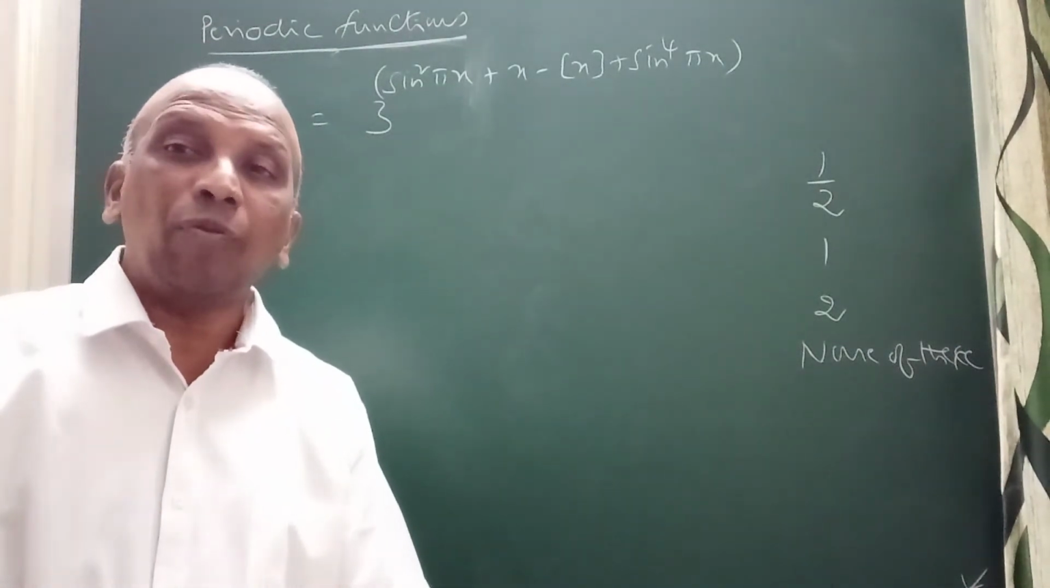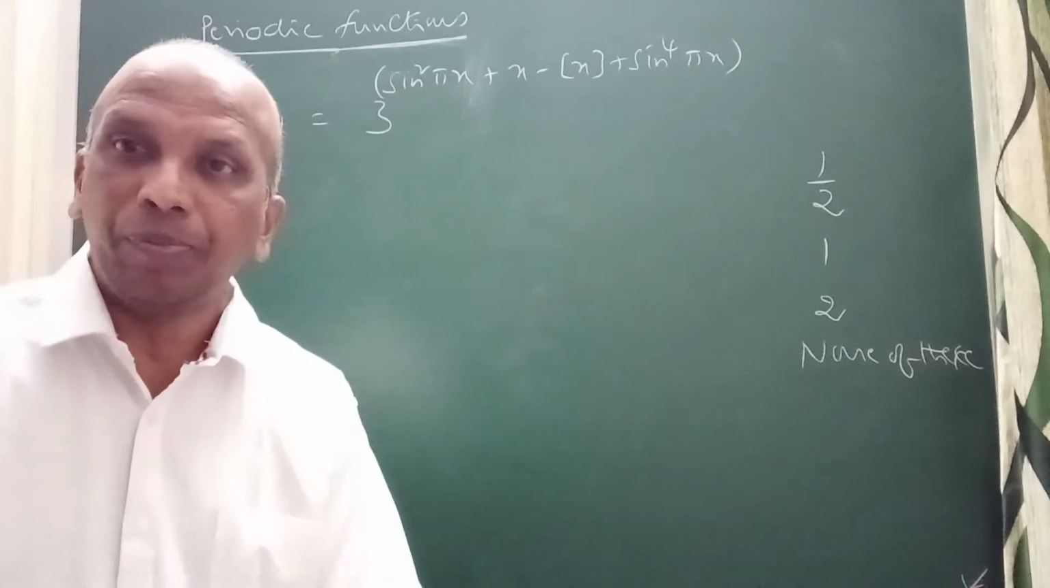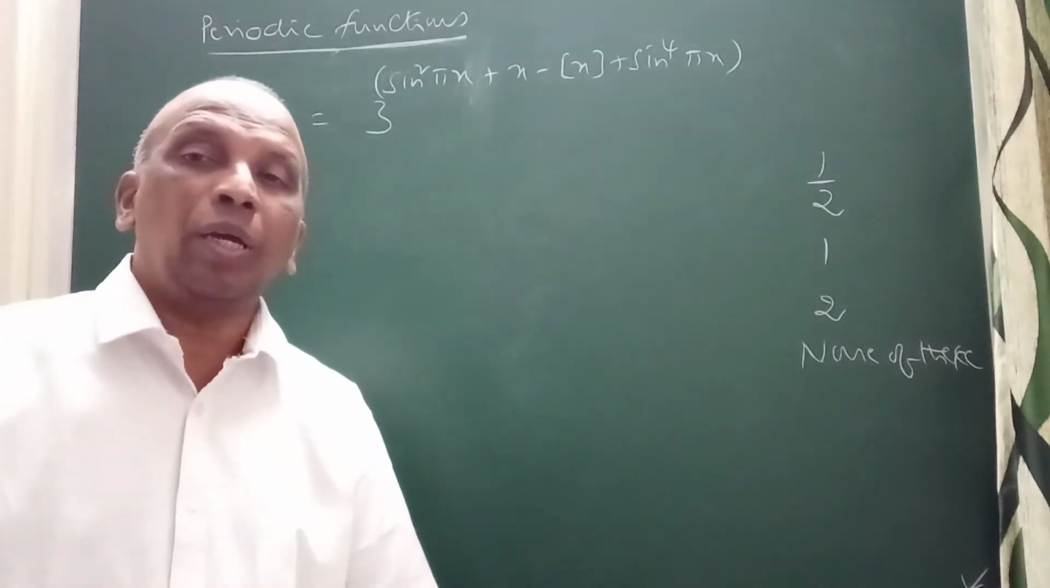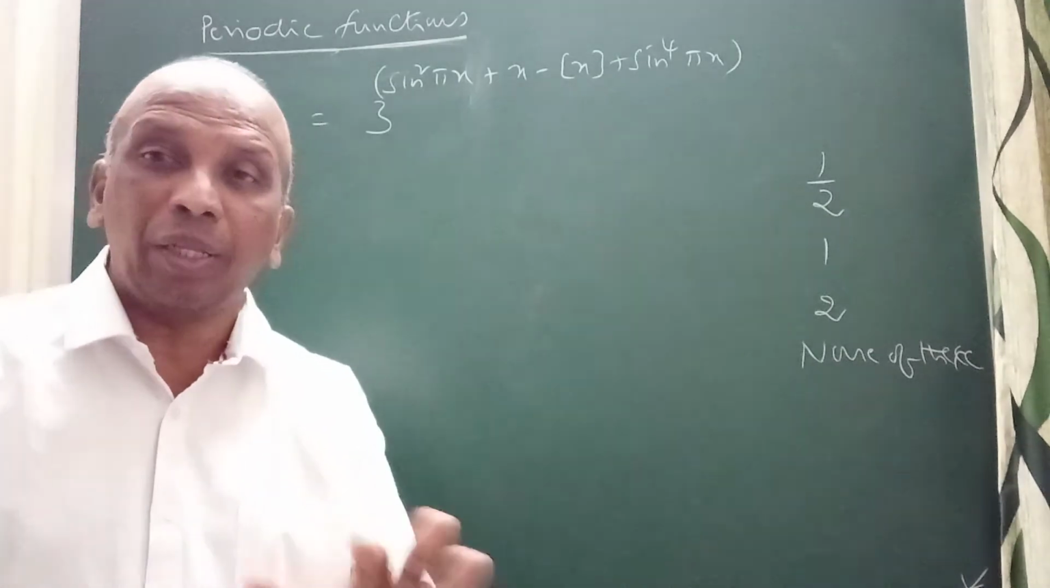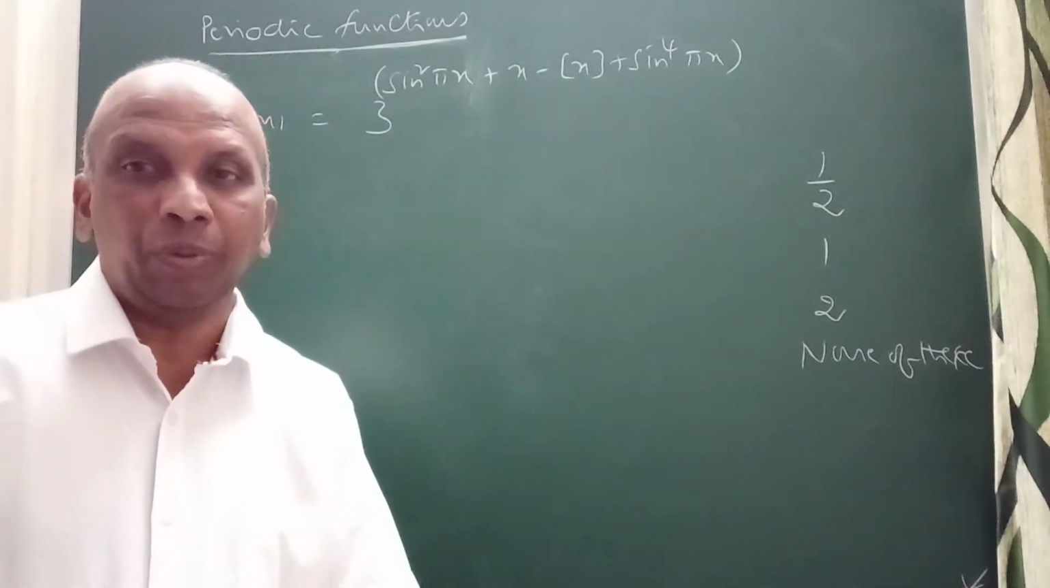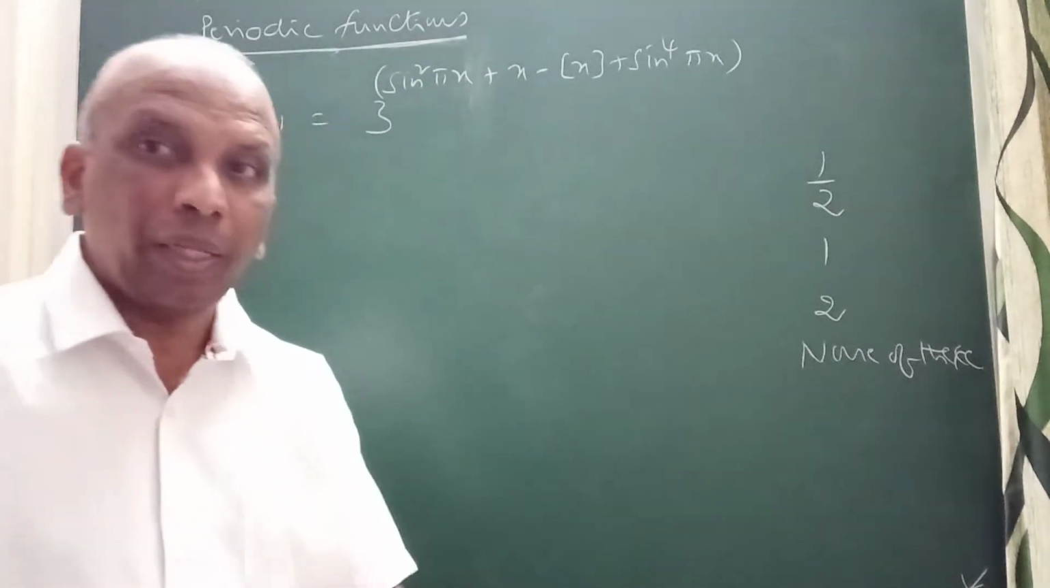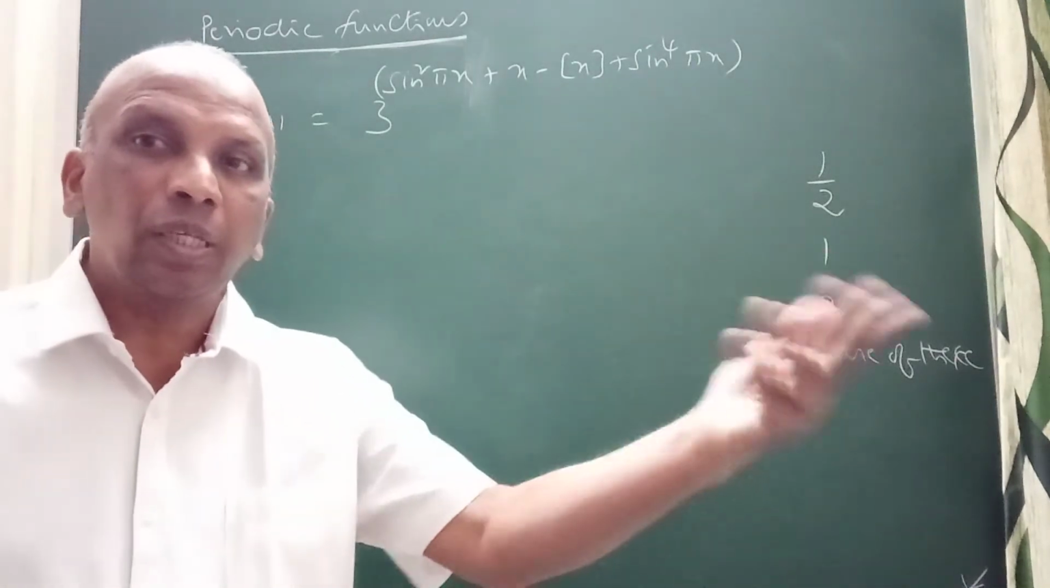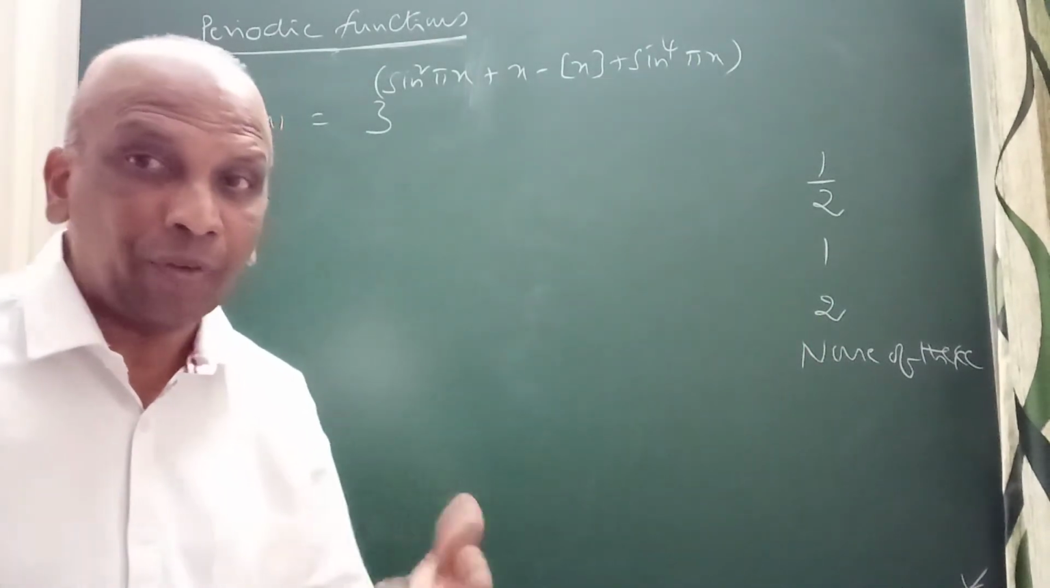The period of a power f of x is also equal to the period of f of x. Here a should not be equal to 1, and a greater than 0. A is not equal to 1, a greater than 0, a power f of x. See the previous video where I explained this; you can verify that.